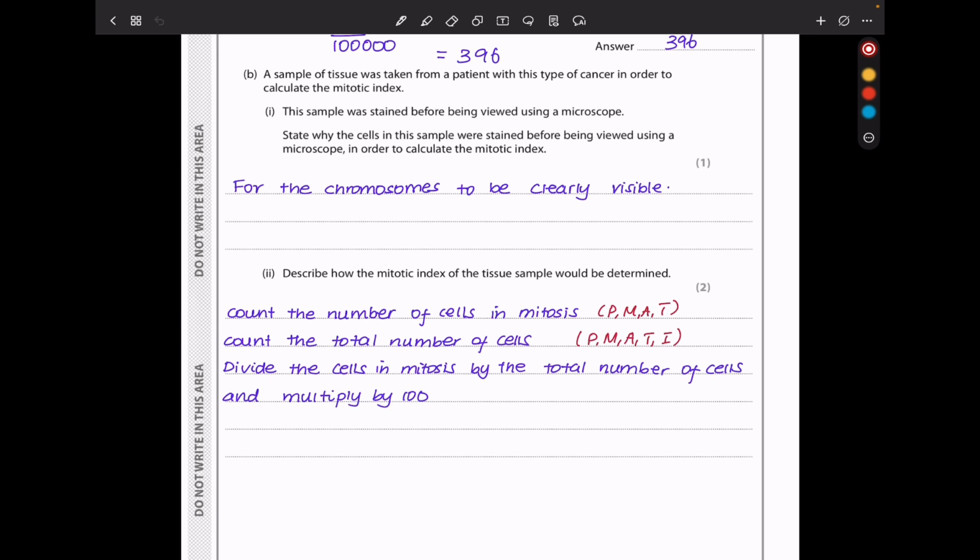Of course, we're using a microscope. We're going to observe the cells. We'll count the number of cells in mitosis. And mitosis includes prophase, metaphase, anaphase, and telophase. And then we count the total number of cells. These include prophase, metaphase, anaphase, telophase, and interphase. And then we divide the cells in mitosis by the total number of cells. We could multiply by 100.